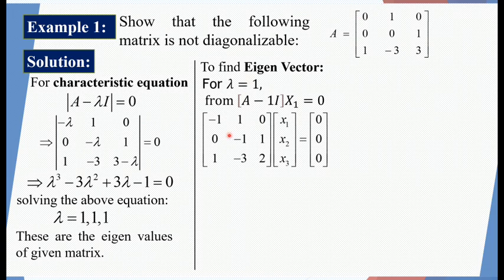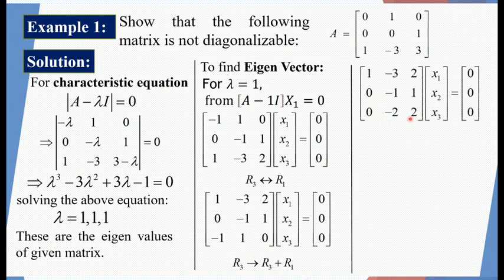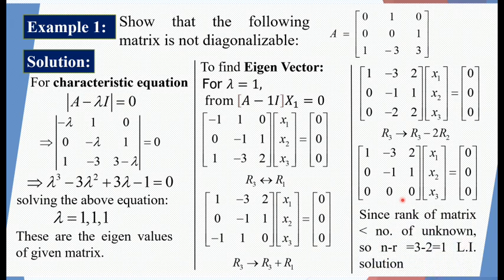So this will be minus 1, 1, 0; 0, minus 1, 1; 1, minus 3, 2. On interchanging R3 and R1, we get 1, minus 3, 2; 0, minus 1, 1; minus 1, 1, 0. Now make this element 0 with the help of R3 as R3 plus R1. So this will be minus 1 plus 1, 1 minus 3 is minus 2, 0 plus 2 is 2. Now we can make R3 also 0, applying R3 as R3 minus twice R2. So this will be 1, minus 3, 2; 0, minus 1, 1; 0, 0, 0. So the rank of the matrix is 2 and the unknowns are 3.